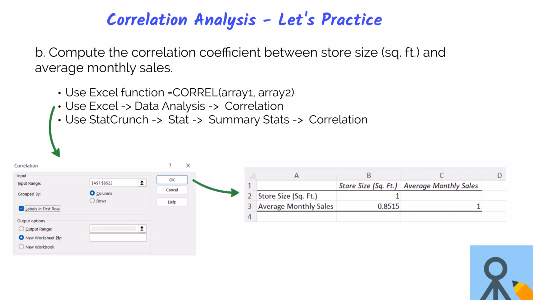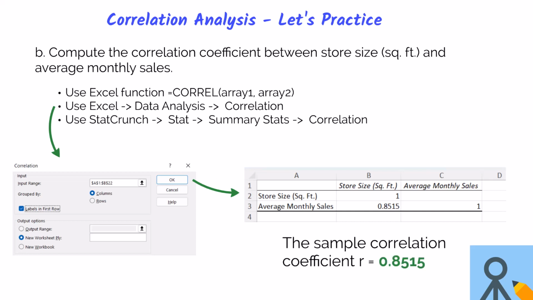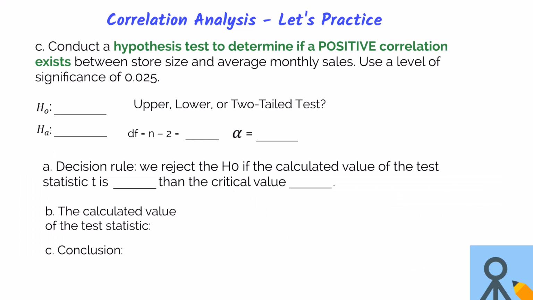This is what the output looks like in Excel. This option is very useful when you need to run a correlation analysis on many different variables, but this is an example of a simple correlation matrix. So the sample correlation coefficient r is 0.8515. Now in part C, we need to conduct a hypothesis test to determine if a positive correlation exists between store size and average monthly sales.